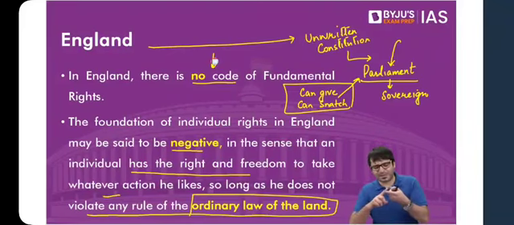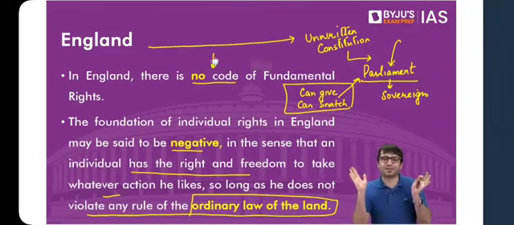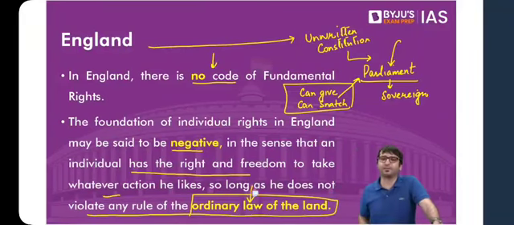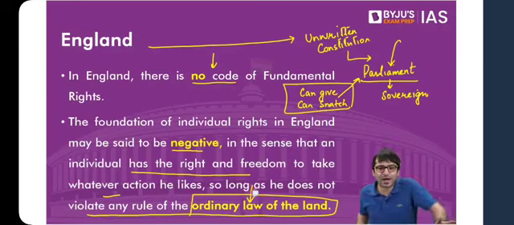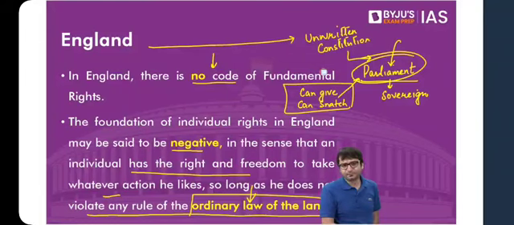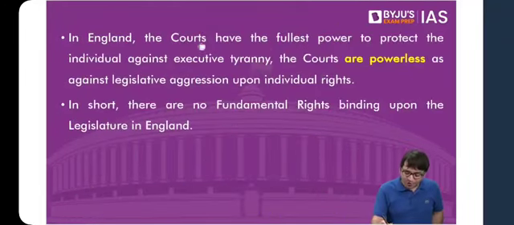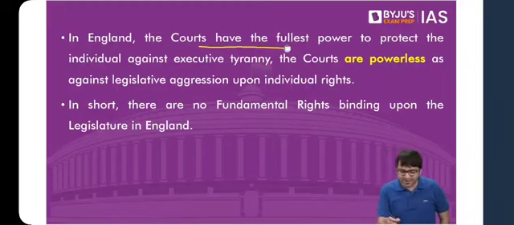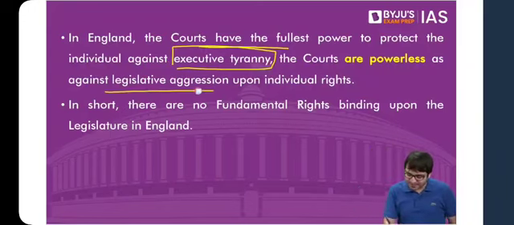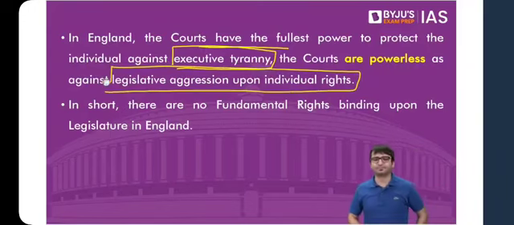And anything that he does, whether it is to write a novel, to make a movie, to publish a song, to marry, everything becomes a fundamental right, except that which the law of Britain has explicitly prohibited. You cannot murder somebody and claim it as your right because a right to murder is not a right given by the British Parliament. You cannot indulge in theft because that is not a right given to you by the British Parliament. Everything else becomes your fundamental right. And in Britain, we say courts have the fullest power to protect the individual against the executive tyranny. But the courts are powerless as against legislative aggression upon fundamental rights.